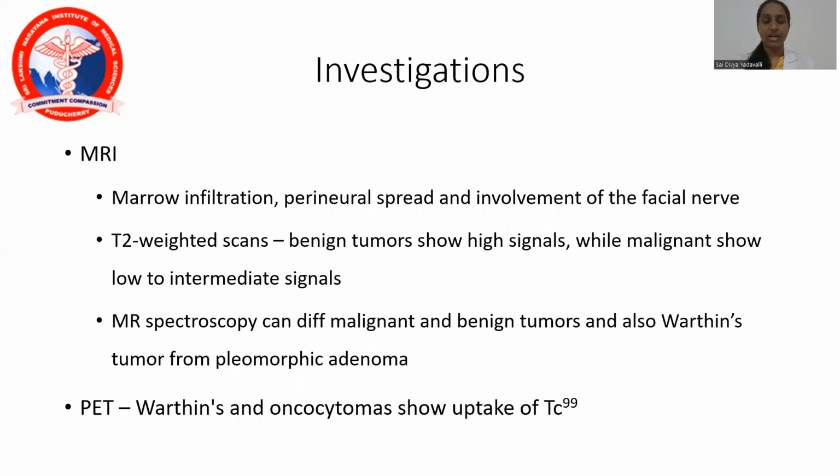MRI will show marrow infiltration, perineural spread, and involvement of the facial nerve. T2 weighted scans will help differentiate benign from malignant lesions because benign tumors will show high signals while malignant tumors may show low to intermediate signals. MR spectroscopy can differentiate malignant from benign tumors and also differentiate Warthin's from true pleomorphic adenoma. On PET, Warthin's and oncocytomas will show uptake of technetium-99.